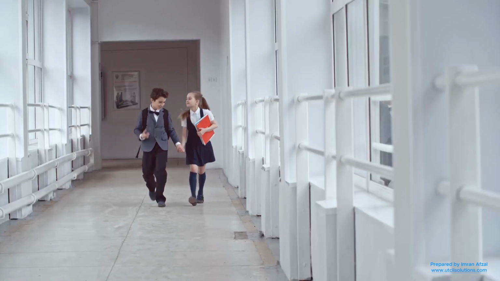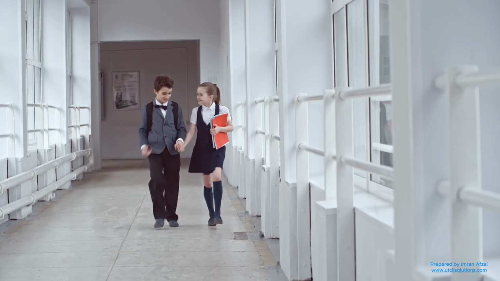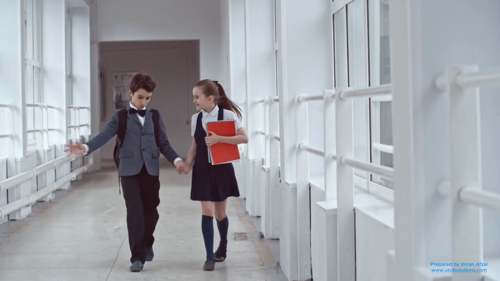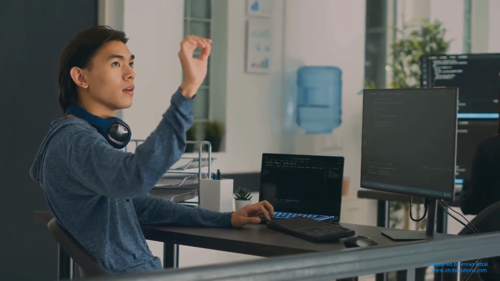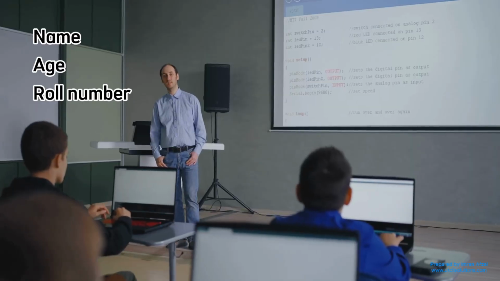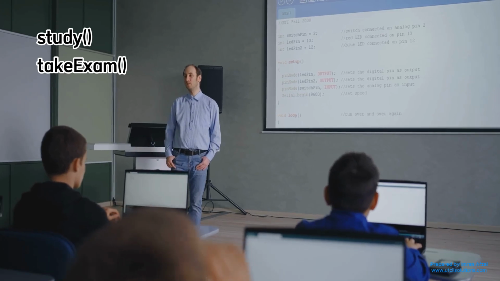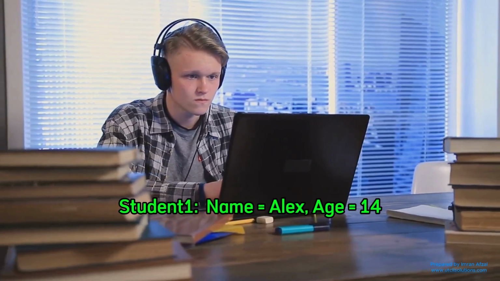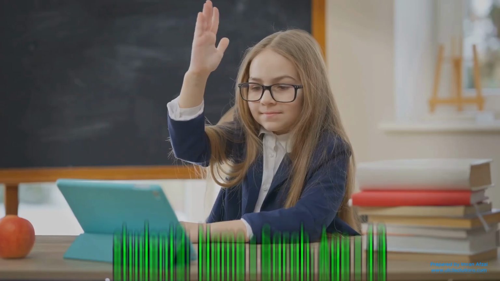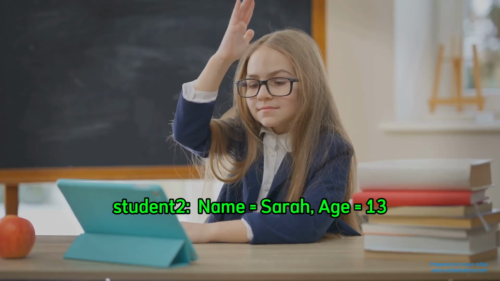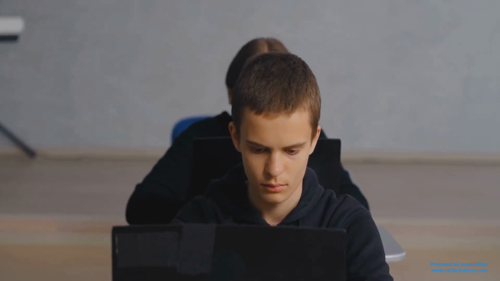Real life example. Think of a school. We can make a class called student. It has properties like name, age, roll number, and methods like study and take exam. Now we create students. Student 1, name equals Alex, age equals 14. Student 2, name equals Sarah, age equals 13. They both study and take exams, but they have different names and ages. This is OOP in action.